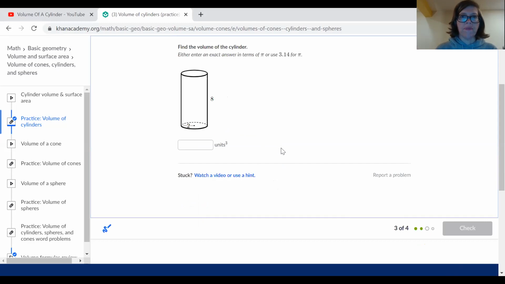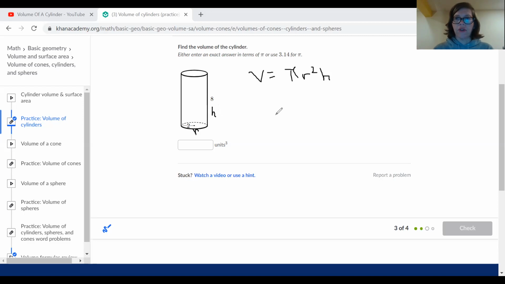All right, next question. Find the volume of the cylinder. So we're going to use 3.14 for pi. Okay, so volume equals pi times r squared times height. All right, so we should know by now what is the radius and what is the height, right? So, yep, 2 should be your radius and 8 should be your height. All right, I'm going to go ahead and let you solve that one, and then we are going to check it here in just a minute.